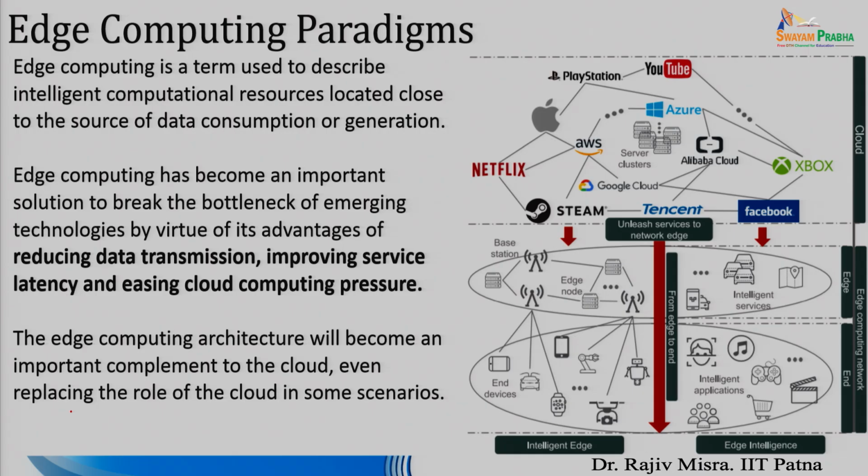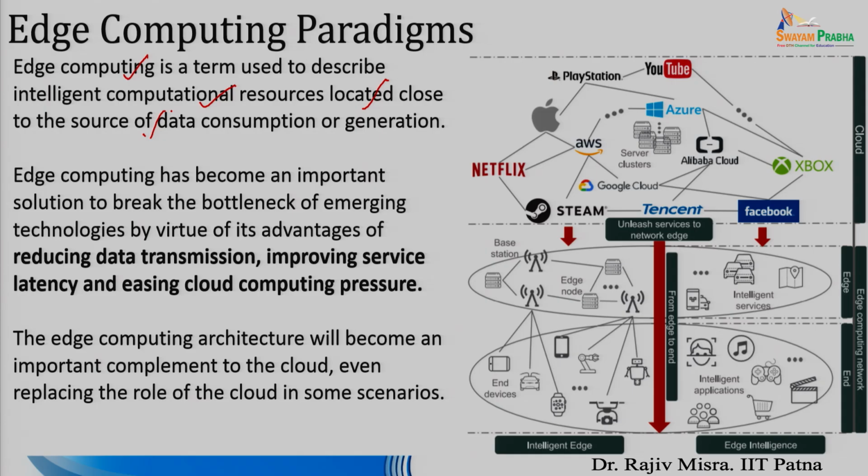So, edge computing is the term used to describe the intelligent computational resources located close to the source of data consumption or generation. Let me explain it again. This is a very important concept. Edge computing is the term used to describe the intelligent computational resources which are located close to the source of data consumption or generation. It is in contrast to cloud computing, but it is a new concept.